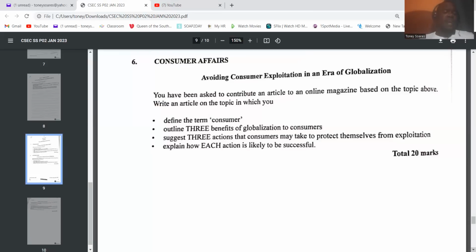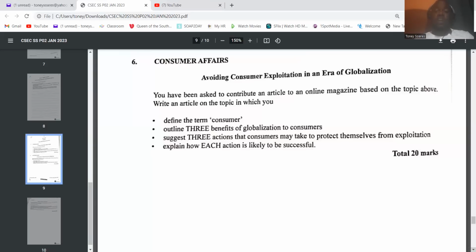Another one would be improved health by enabling a more varied and healthier diet. So there is information out there about health and taking good care of your health, and a wide range of products and services are available with particularly good health benefits that consumers are now exposed to as a result of globalization. Good. Next part says suggest three actions that consumers may take to protect themselves from exploitation. Then now you're going to explain why each action is likely to be successful.